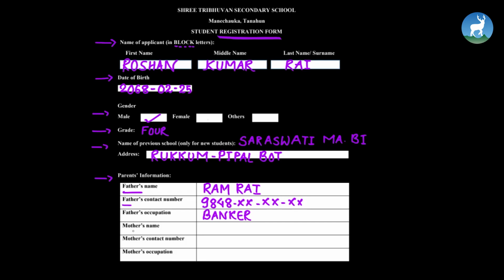Okay, let's move further. Here in the next block we need to write down Roshan's mother's name. So suppose Roshan's mother's name is Sita. Let's write Sita Rai. Okay, so next we need to fill in Roshan's mother's contact number. That means Sita Rai's contact number. Let's again assume it to be this, and we are going to give XX, assuming it to be any numbers.